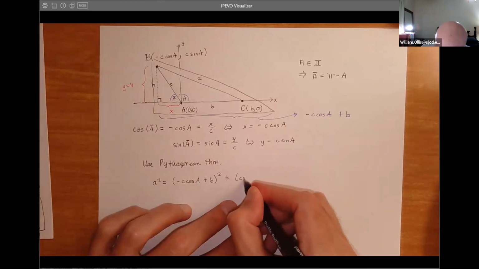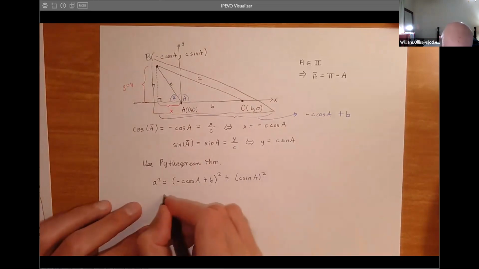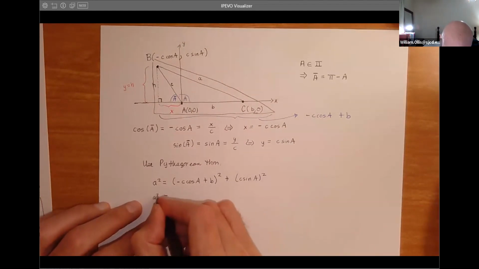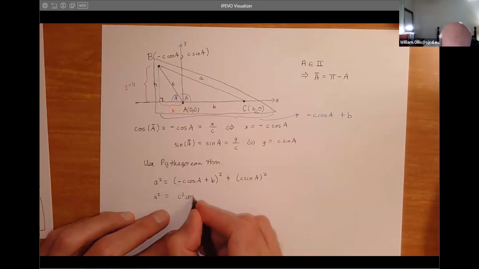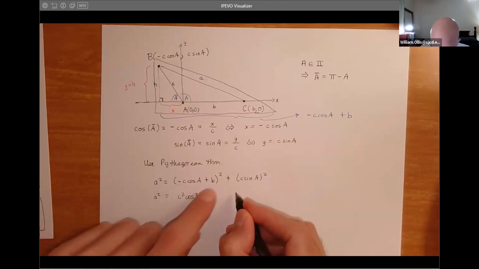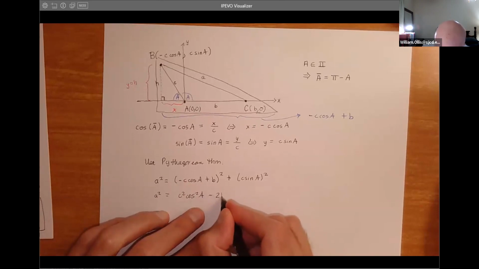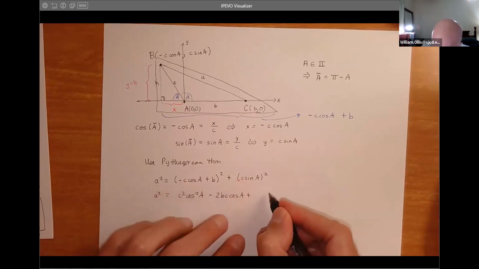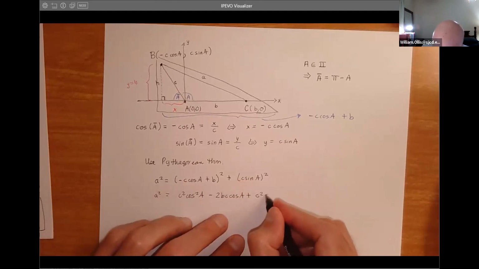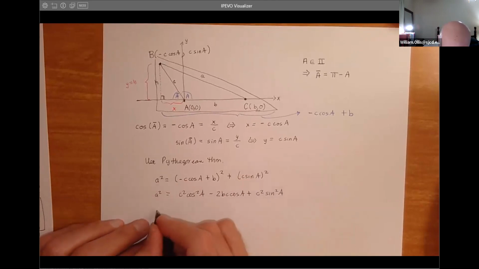So it looks very similar to the last one, but with a very important change. So we square A squared. We square this, we get c squared cosine squared A. Now we take the product and hit it with a 2. So we get the minus 2BC cosine A. Square this. So now it looks just like the last one, sine squared A. Put these two guys together.